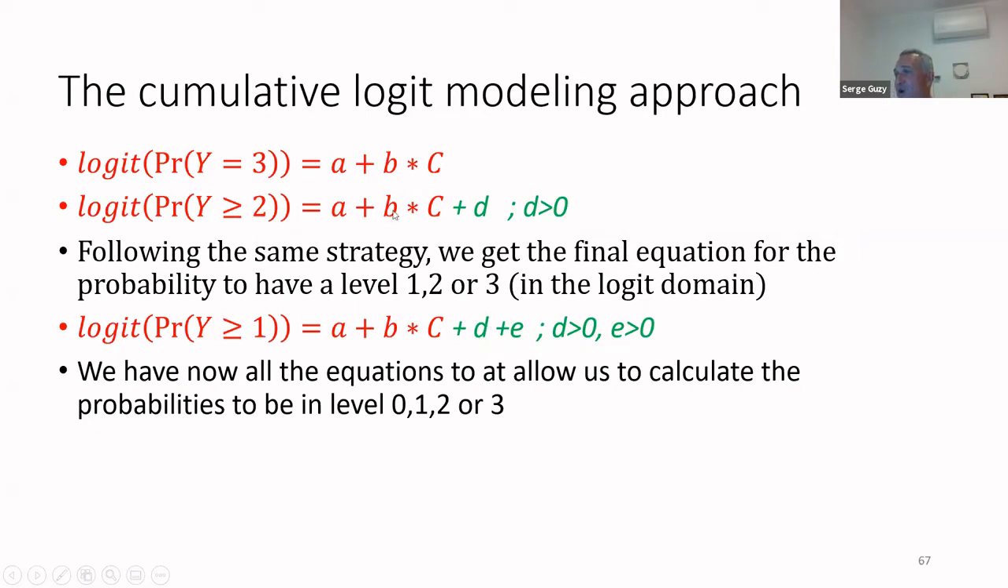Now, what is good about that? All the cumulative probabilities are between 0 and 1 because of the logit transformation. The probability to be in level 3 is less than or equal to the probability to be in level 2 or 3, and the probability to be in level 2 or 3 is less than the probability to be in level 1, 2, or 3, which is also a constraint. And now we have defined everything, and the program hopefully is going to estimate A, B, D, and E.